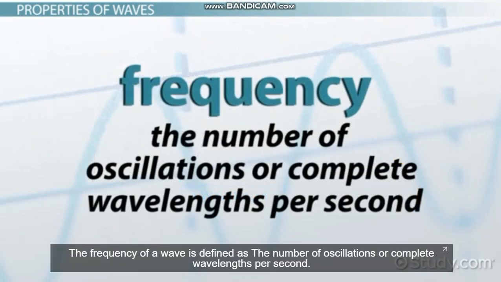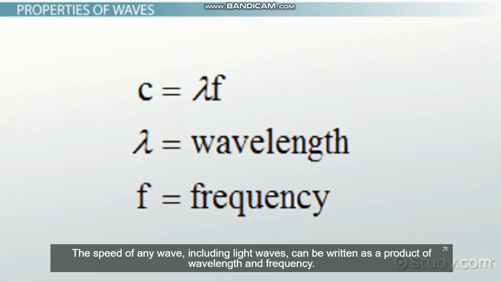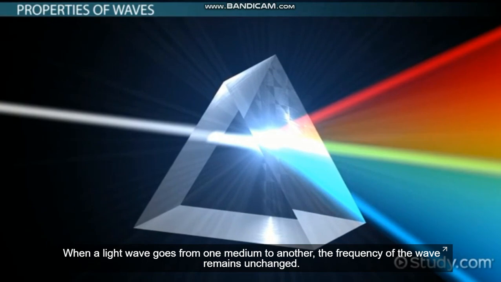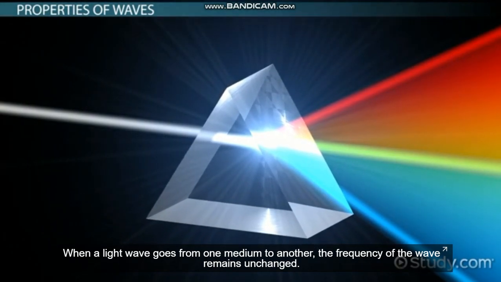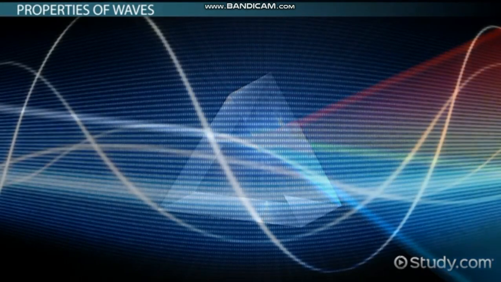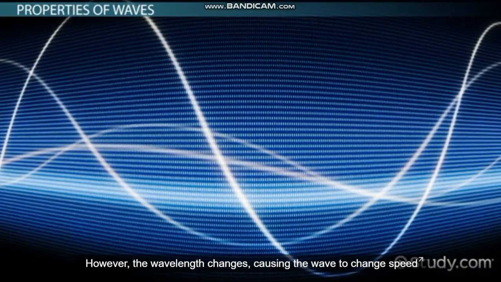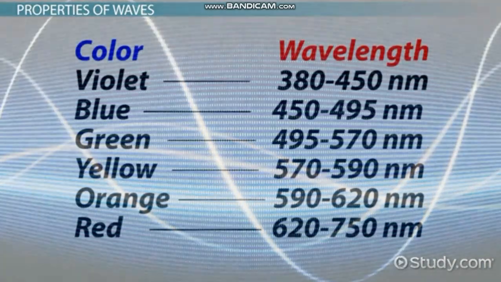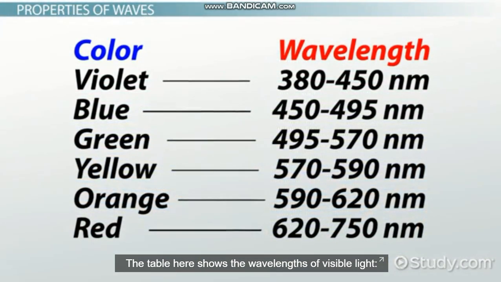The frequency of a wave is defined as the number of oscillations or complete wavelengths per second. The speed of any wave, including light waves, can be written as a product of wavelength and frequency. When a light wave goes from one medium to another, the frequency of the wave remains unchanged. However, the wavelength changes, causing the wave to change speed as it moves from one medium to another. The table here shows the wavelengths of visible light.